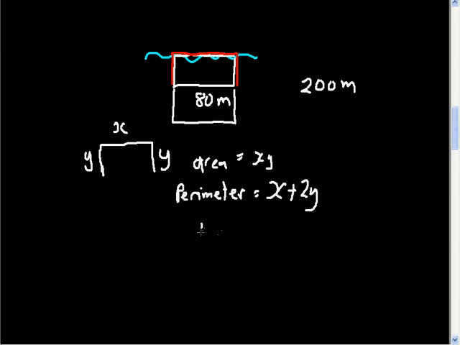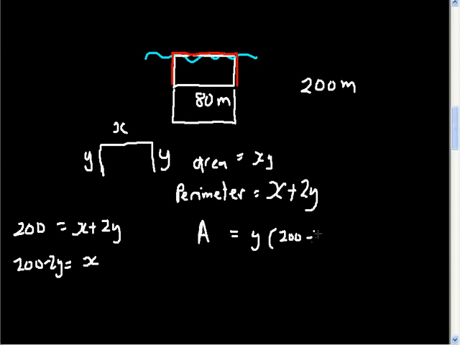Now my equation for my area, I want to get that in terms of only one variable. I don't want to have 2 variables to deal with. I know my perimeter is 200, so x plus 2y equals 200. I'm going to make x my subject, so x is equal to 200 minus 2y. Therefore A is equal to y times (200 minus 2y). So my equation for my area is just in terms of one variable, and that's what you need to try and aim for.